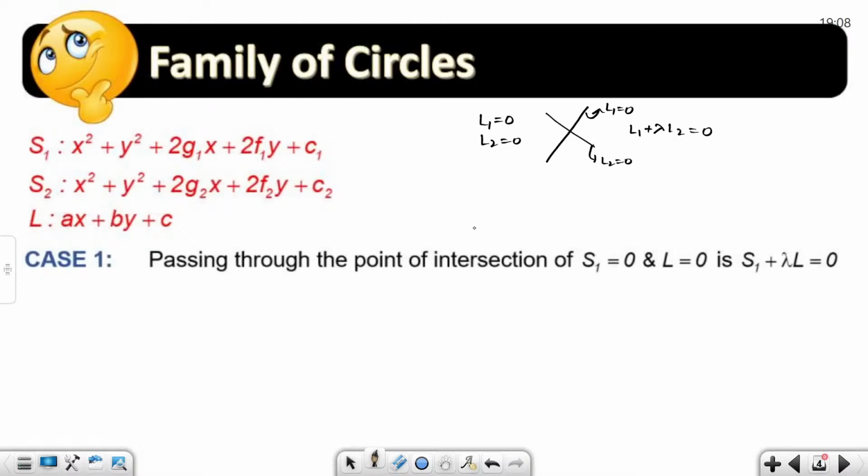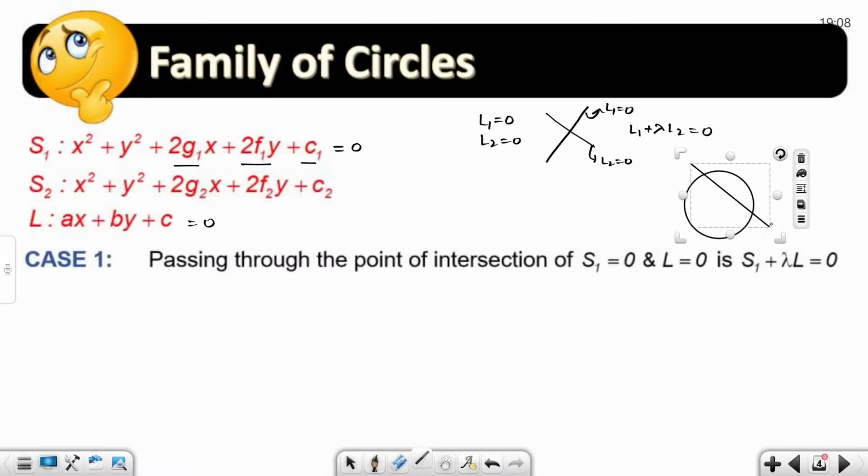Same thing here. Suppose we have been given one equation of a circle which is x square plus y square plus 2gx plus 2fy plus c equals to 0, and the line is given L equals to 0, which is ax plus by plus c equals to 0. So there is one circle, and there is one straight line. Now these two are intersecting at 2 points. Okay, like this. Now you tell me how many circles are possible through these 2 points of intersection.